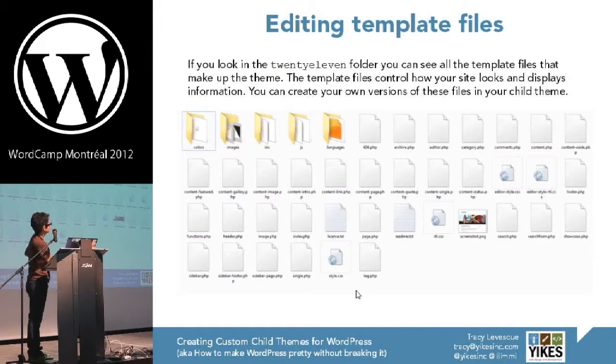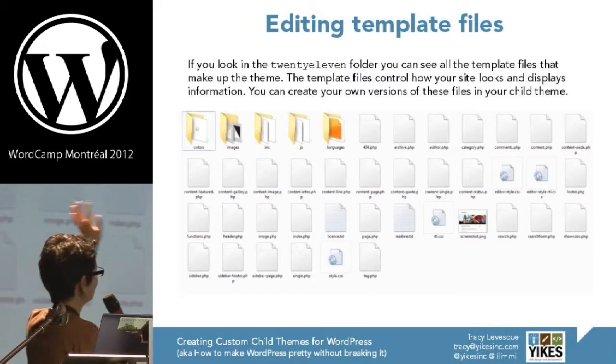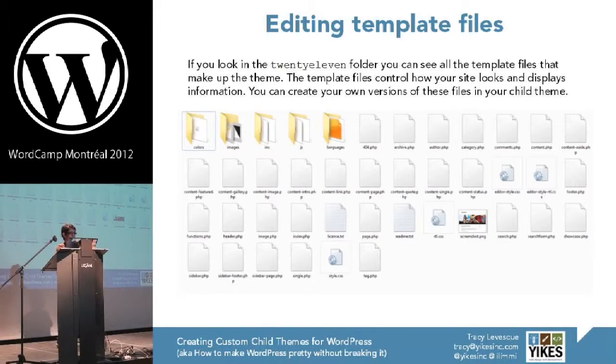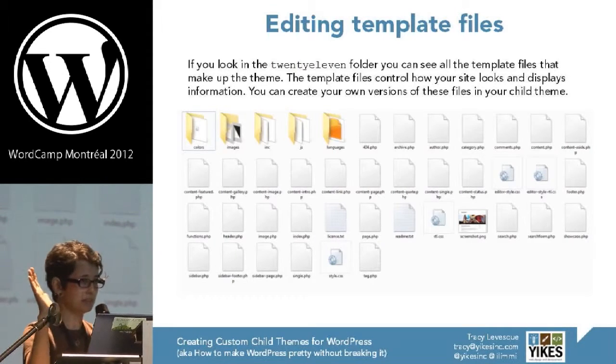Editing template files in your child theme. If you look in the 2011 folder, you see there's a ton of template files, and they went in pretty in-depth about template files in the last presentation. But you can see that 2011 comes with a whole bunch of templates. What you do when you want to change a template file is you make a copy of it and put it in your child theme, alter it, and when you upload it to your child theme, WordPress will look to your template file and it'll knock out the parent's template file.